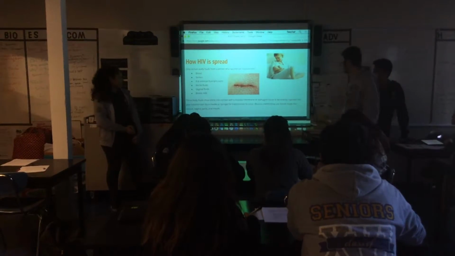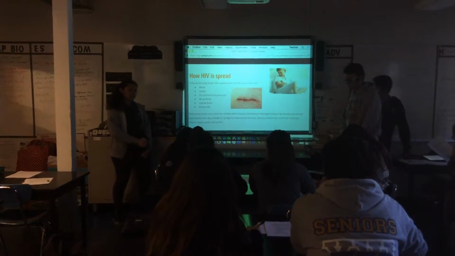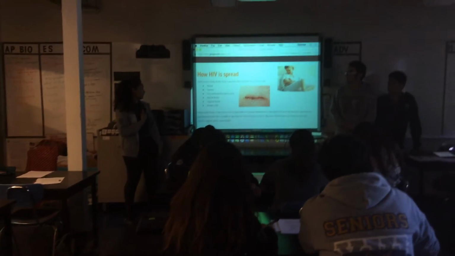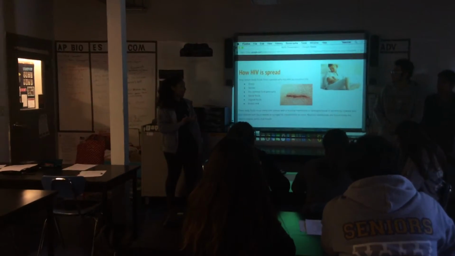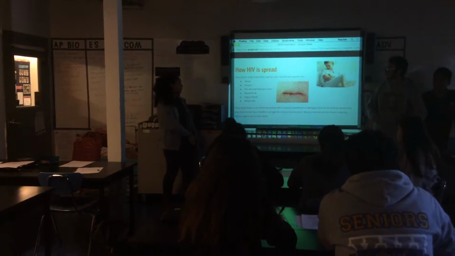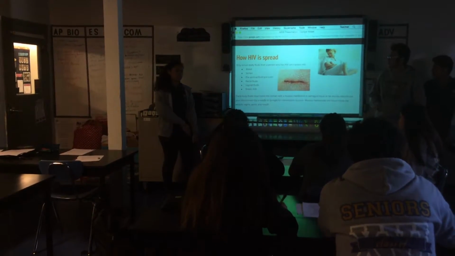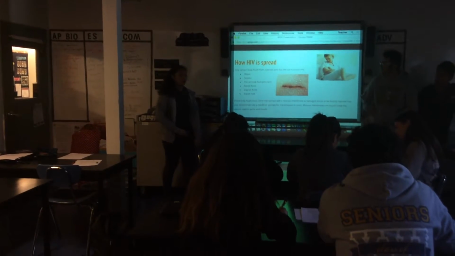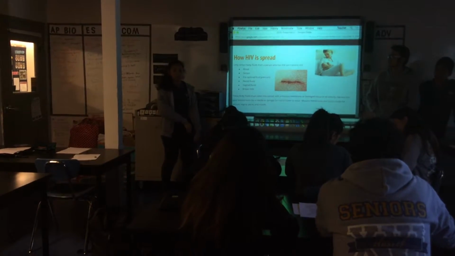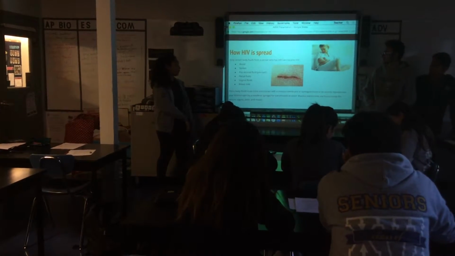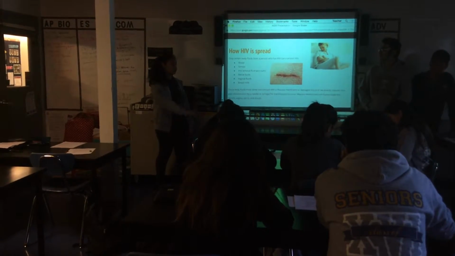So how is HIV spread? It isn't an easy disease to spread. It can only be transferred through your blood, semen, pre-seminal fluid, rectal fluid, vaginal fluid, or breast milk. So if a mother does have AIDS, she can give her child AIDS as well. And there have been cases where pregnant women who have AIDS have children, and their child develops AIDS when they come out of the womb.